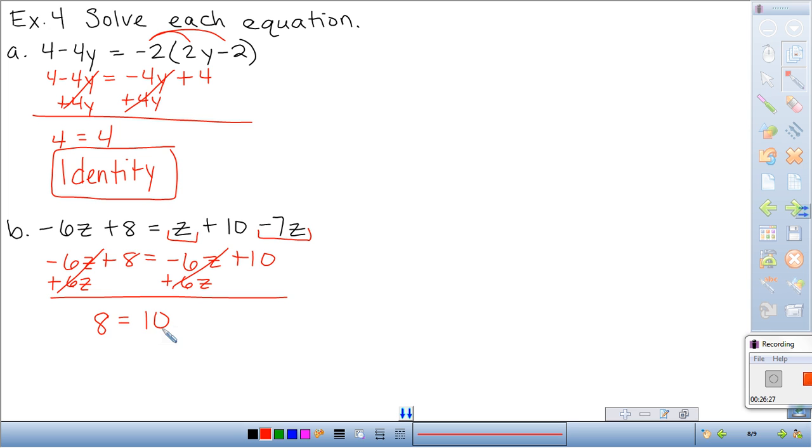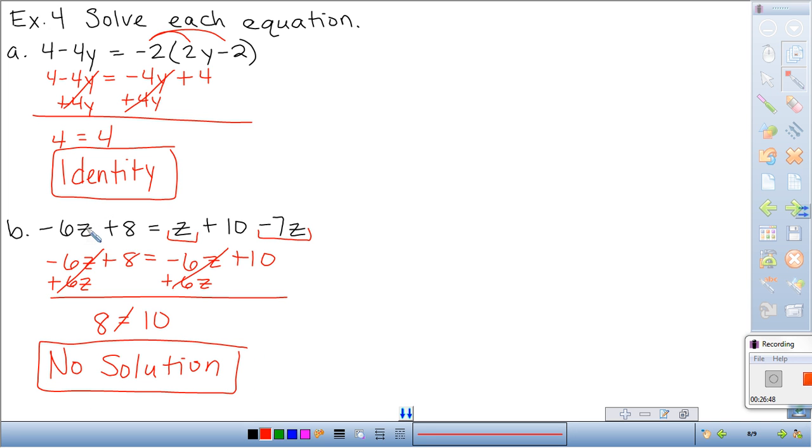We didn't get 8 equals 8, or 10 equals 10, or 4 equals 4. We got 8 equals 10. And does 8 equal 10? No. 8 does not equal 10. These kind of problems mean that there is absolutely no solution. There is no number that you could ever come up with that would make this left side of the equation equal the right side of the equation. There is absolutely no number in the whole world that would satisfy this equation.